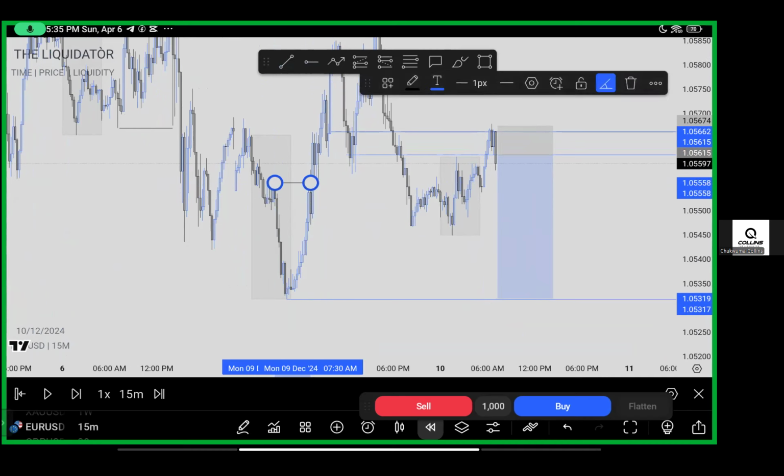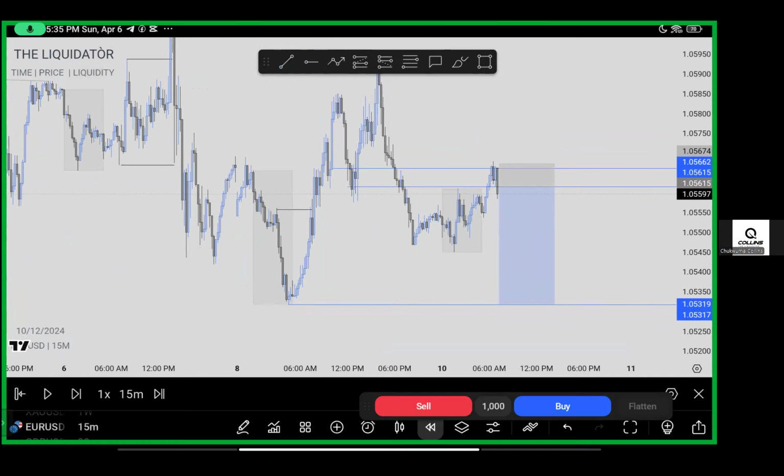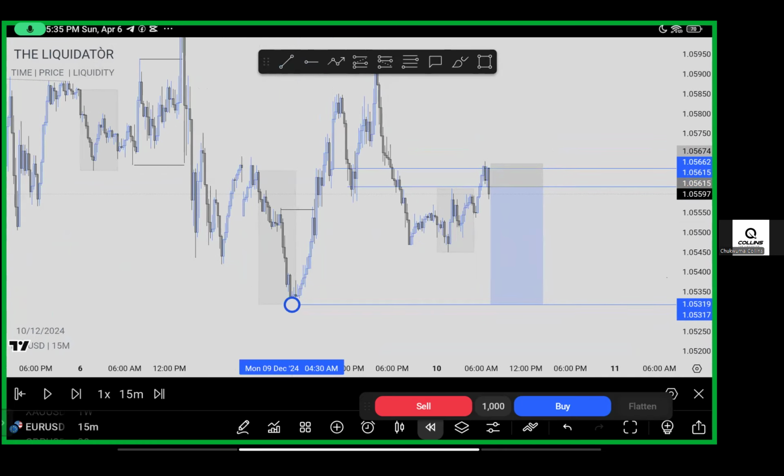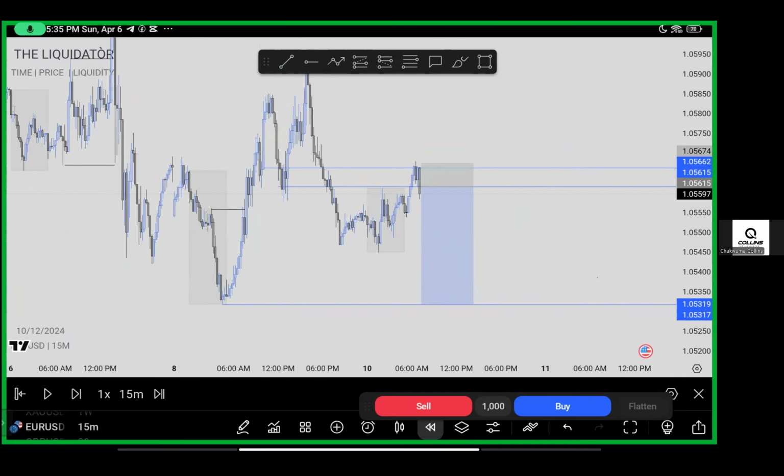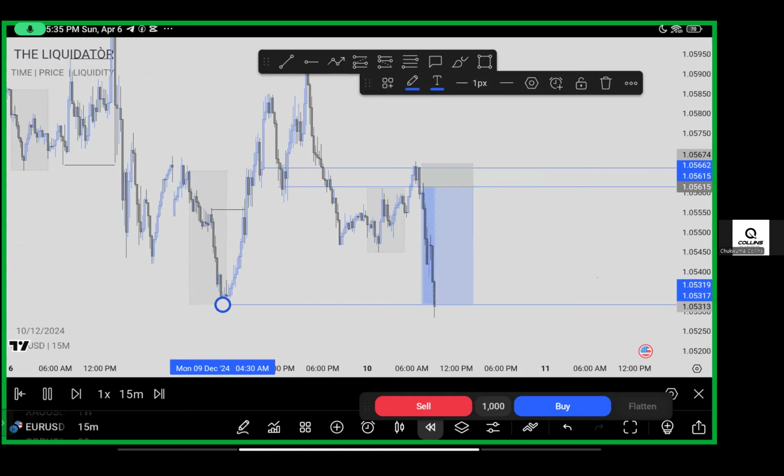Right here, it has been broken now. The range has been confirmed. So now it's trying to show us that this is the external liquidity. So now we could play price, we target this low. This is the safest place for targets. So now we are out of the market, right?